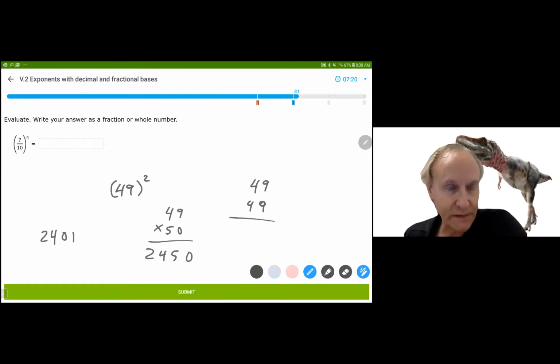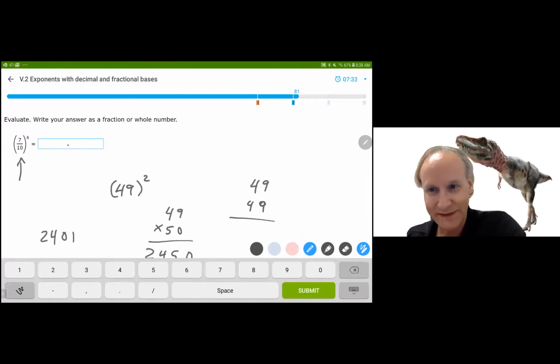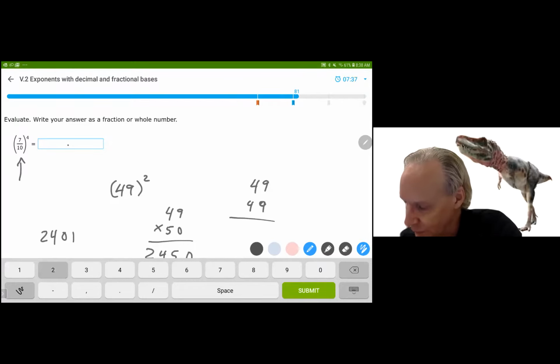Now that's going to be in the numerator. And then of course we have the 1 with 4 zeros in the denominator. So again, you can't reduce it. If you can't reduce the original, you can't reduce the exponential one because it just doesn't work. You don't get any extra factors. So it's going to be 2401 over the 1 with 1, 2, 3, 4 zeros. There it is.